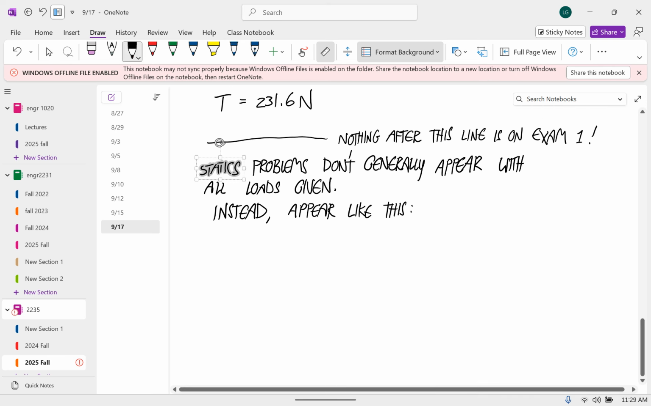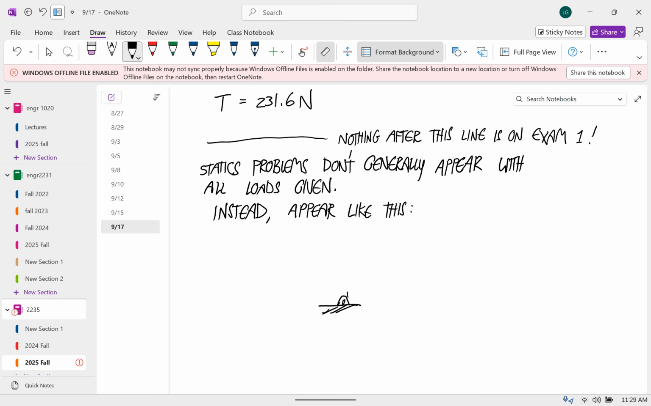So you might have, this is just some random example, but let's say we have a body that's connected to the ground by a hinge or a pin joint. And then there's a pulley attached to the ceiling, and that cable is attached to something like this. Okay.